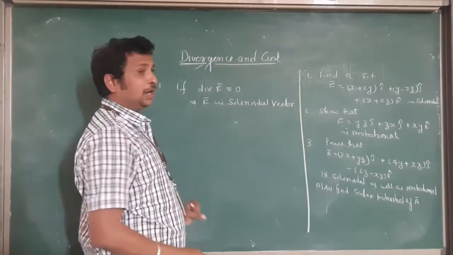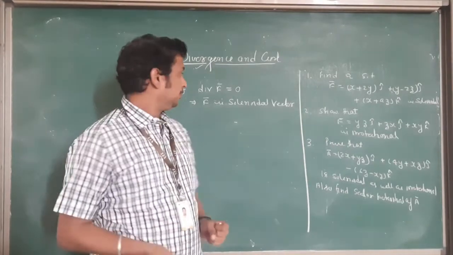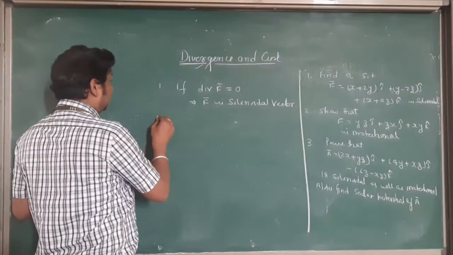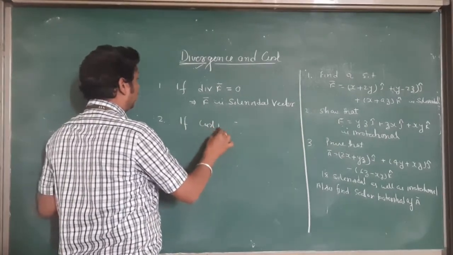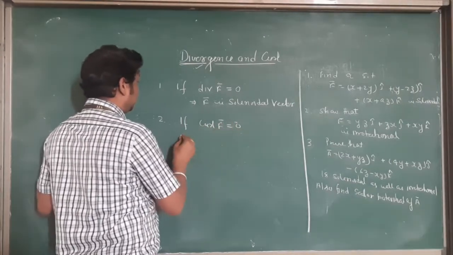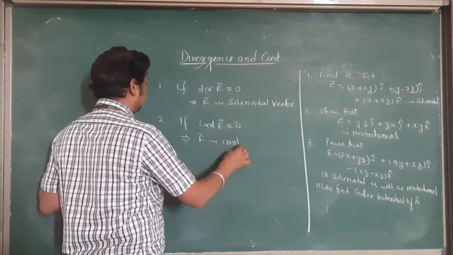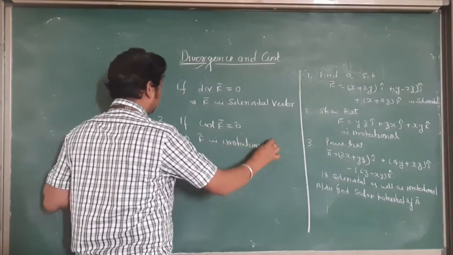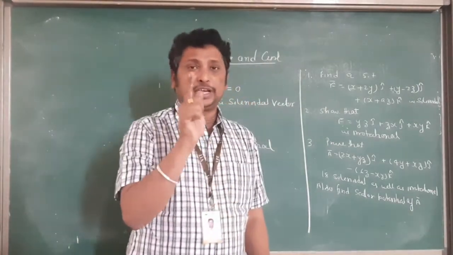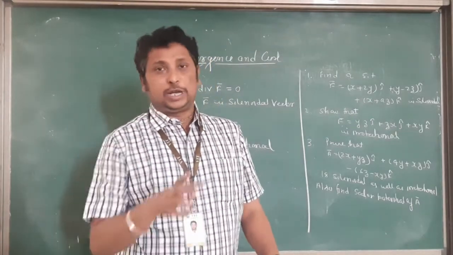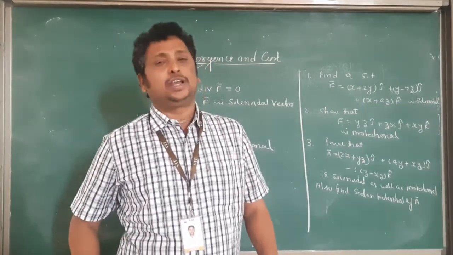It means it is solenoidal in nature, and in that way it will move. Second, if curl of f is equal to 0, this implies f is irrotational. So a vector is said to be irrotational if its curl becomes 0. You calculate its curl, and if it becomes 0, it means the vector is irrotational in nature.